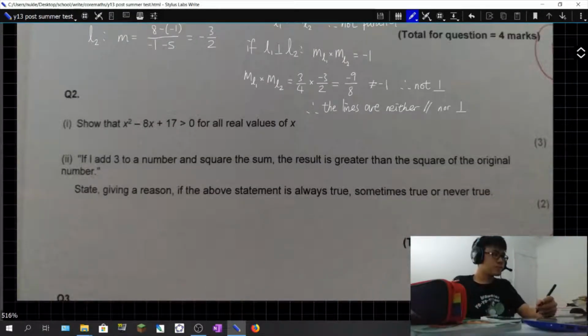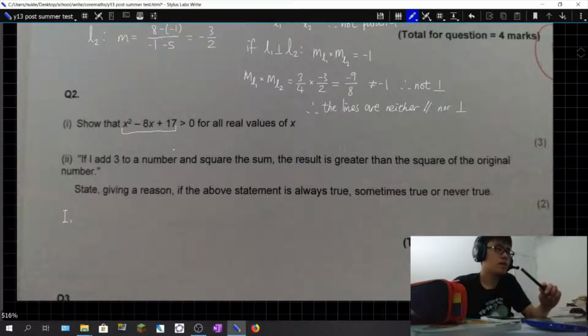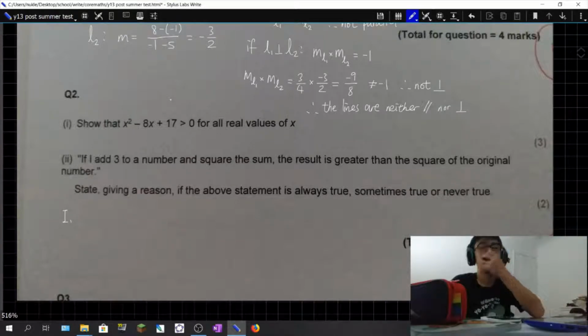Alright, question 2. Part 1. Show that x squared minus 8x plus 17 is bigger than 0 for all real values of x. So there are a couple ways of doing this. The most straightforward way is you take this expression, complete the square, so turn it into completed square form, and then basically solve for 0, I think. Yep.